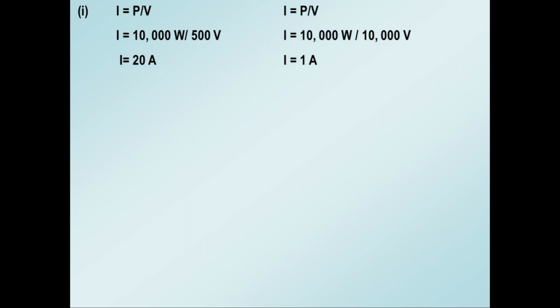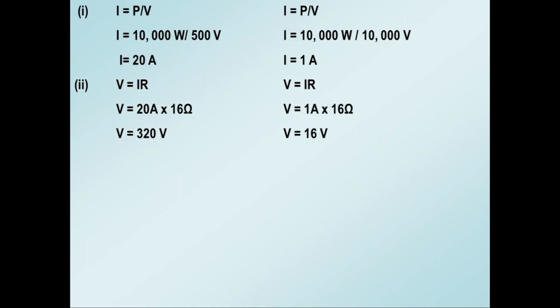So, for both cases, let's see. The current will be calculated using power divided by voltage. So, for the low voltage, the current will be 10,000 watts divided by 500 volts, which will give you 20 amperes. And for the 10,000 volts, the high voltage, it only works out to 1 ampere.